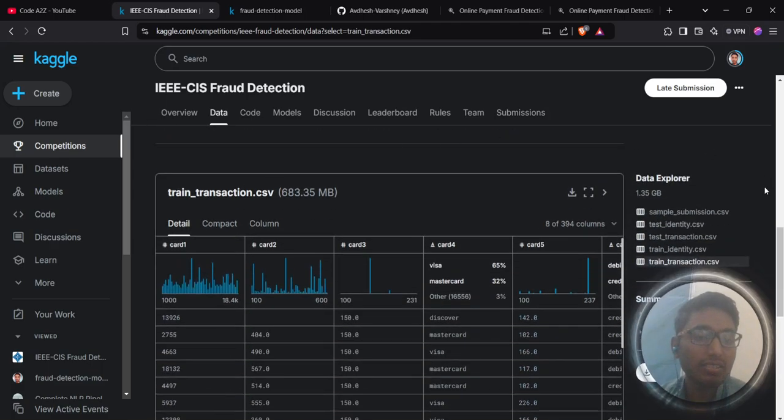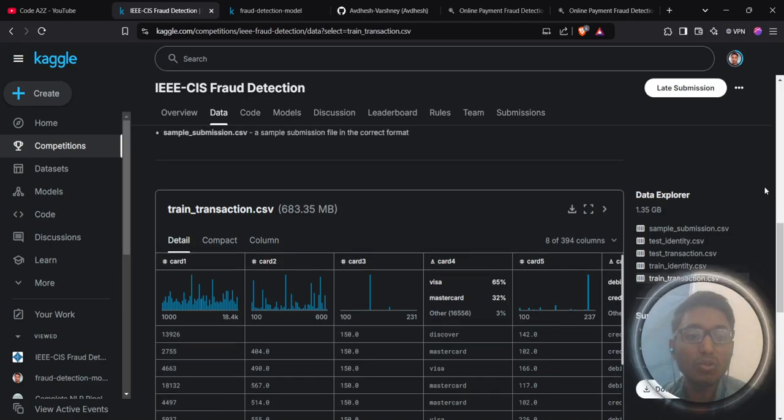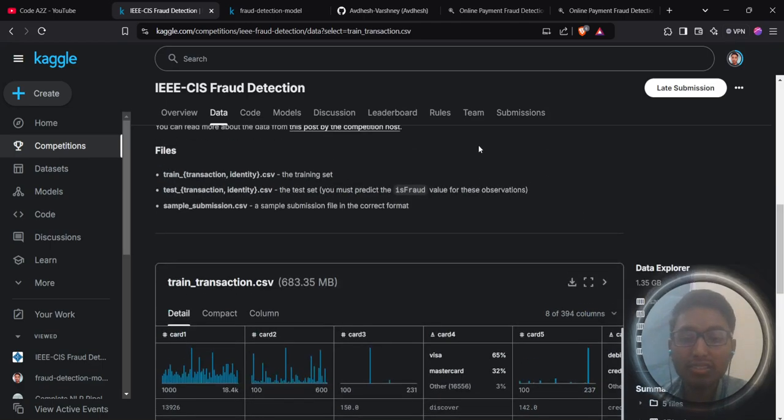There are some files named train_transaction, train_identity, test_transaction, test_identity. Along with that, I have one more file, sample_submission. This is very huge data, as you can see the size of the dataset is 1.35 GB. So let's come to our point.